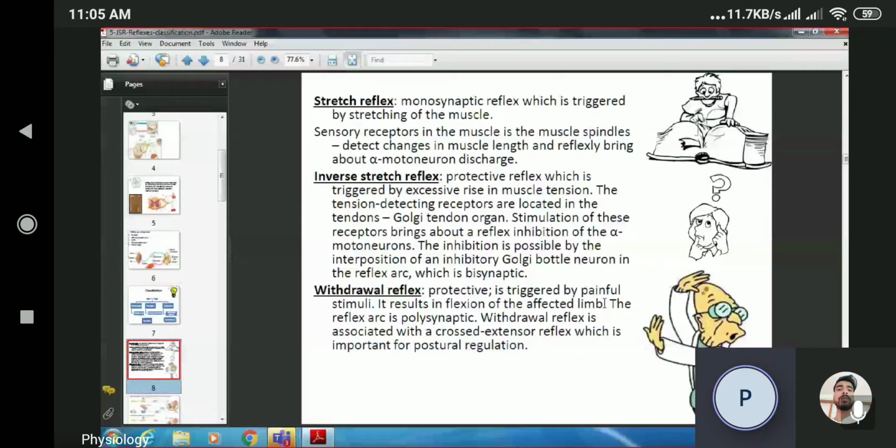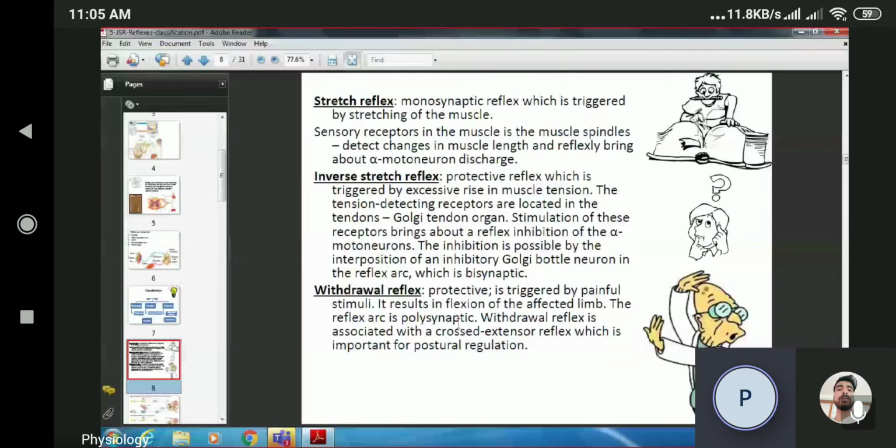Withdrawal reflex is protective. It is triggered by painful stimuli. It results in flexion of the affected limb. The reflex arc is polysynaptic. It has many synapses in the reflex arc. Withdrawal reflex is associated with a crossed extensor reflex, which is important for postural regulation.